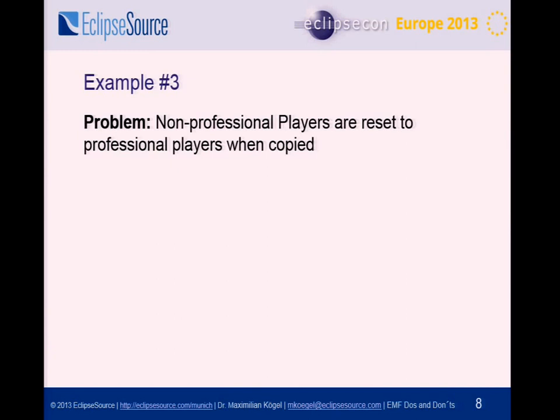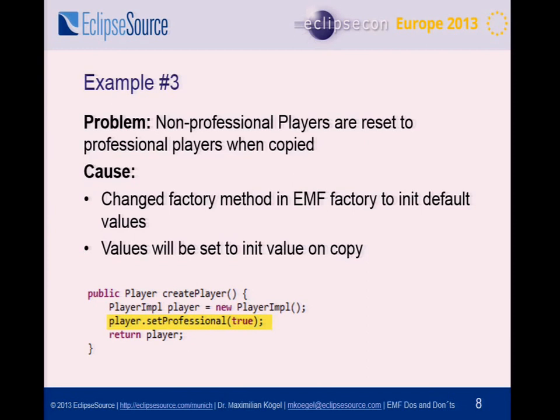Another problem, which sounds kind of similar to what we saw in the first one. We have a non-professional player and we copy that non-professional player. And by copying it, it somehow gets reset to a professional player. So the copy works, but it doesn't work for a non-professional player because it's being reset to a professional player while copying. Maybe some of you can already imagine what happens. It has something to do with changing the generated code.